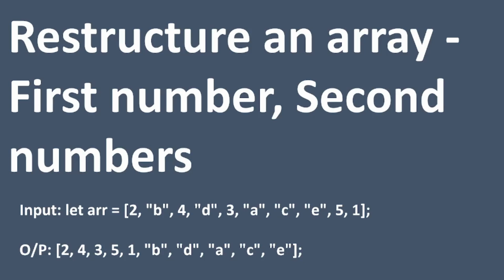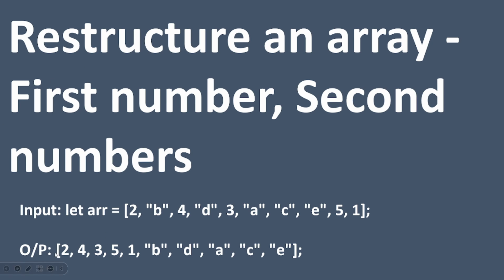Hello guys, in this video I'm going to talk about restructuring an array, first the numbers, then the strings. So this is another algorithm, guys. The input is let array equal to 2, b, 4, and string d, and 3, string a, string c, string e, 5, 1 numbers. Okay, I would like to output.